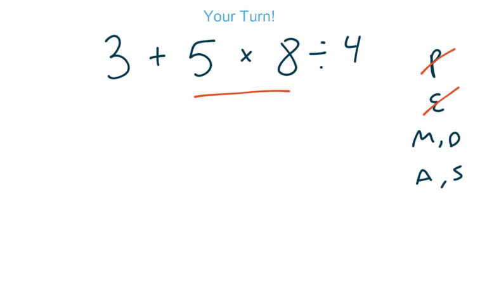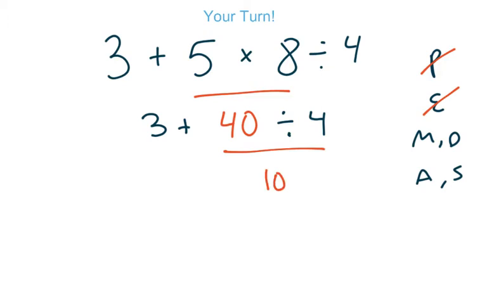So I'm going to go ahead and underneath 5 times 8, I'm going to solve that. 5 times 8 is 40. And then I just bring everything else down. So if this was on lined paper, I would have this on its own line. So I keep looking for multiplication or division. I have another division right here, so I underline it. I do 40 divided by 4, which is 10. And I bring down the 3 plus. And then I don't have any more multiplication or division, so I can cross that out.